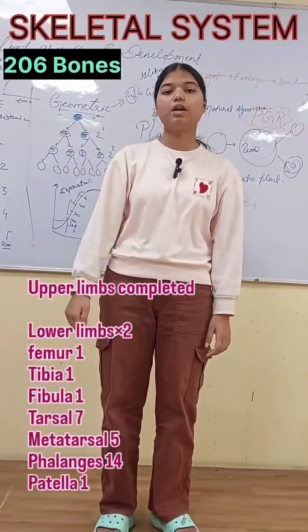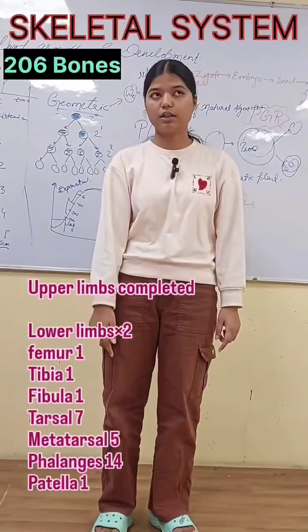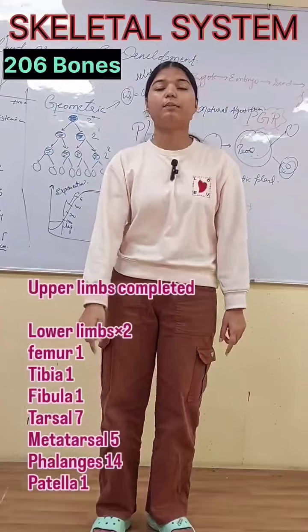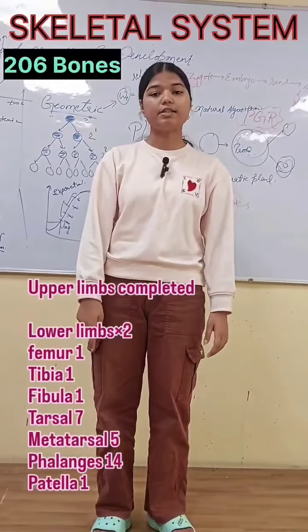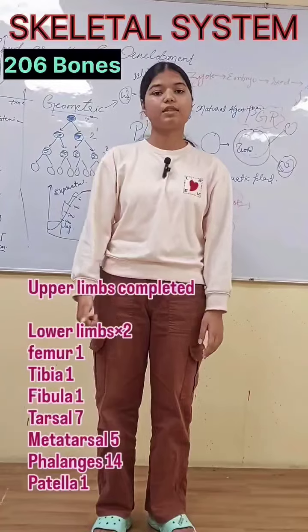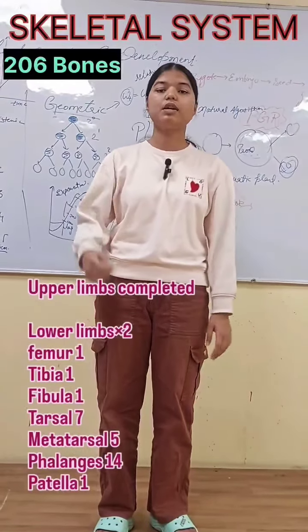Upper limbs complete. Lower limbs: femur 1 bone, tibia 1 bone, fibula 1 bone, patella the knee bone 1 bone, tarsals 7 bones, metatarsals 5 bones, phalanges 14 digit bones. 30 plus 30 is 60 bones. Lower limbs complete, 120 bones and 6 bones.